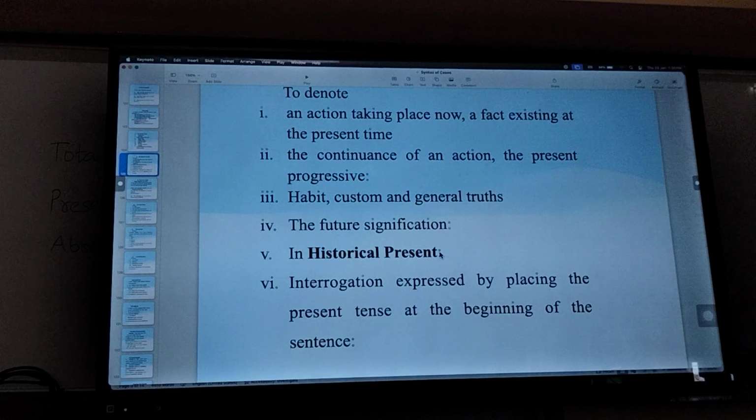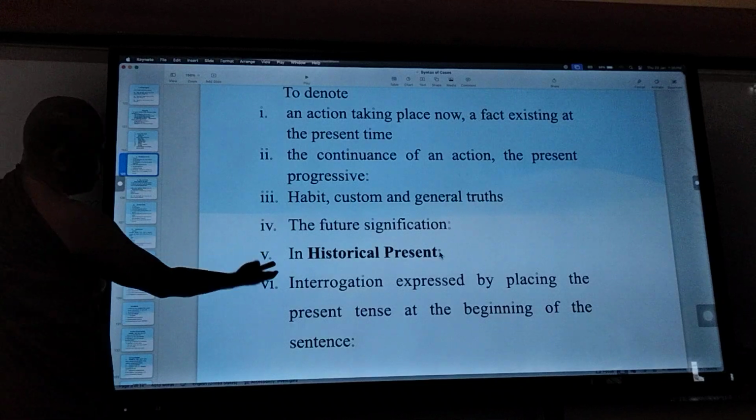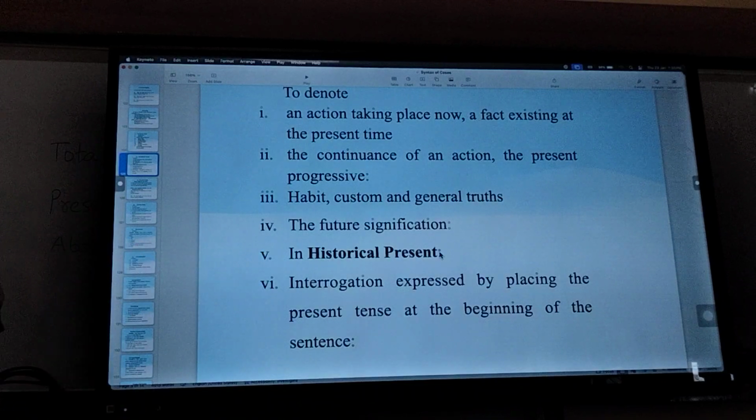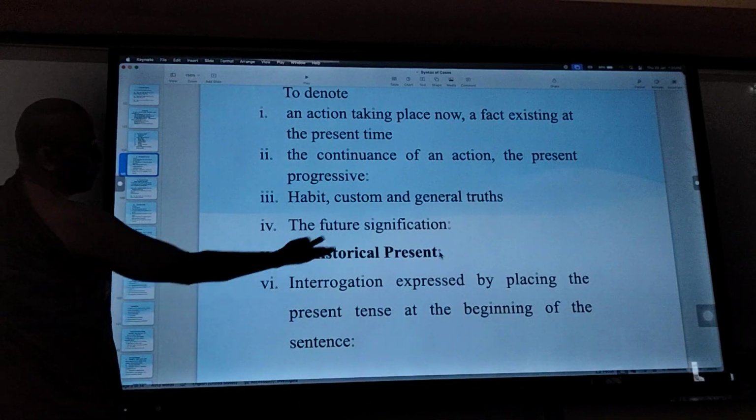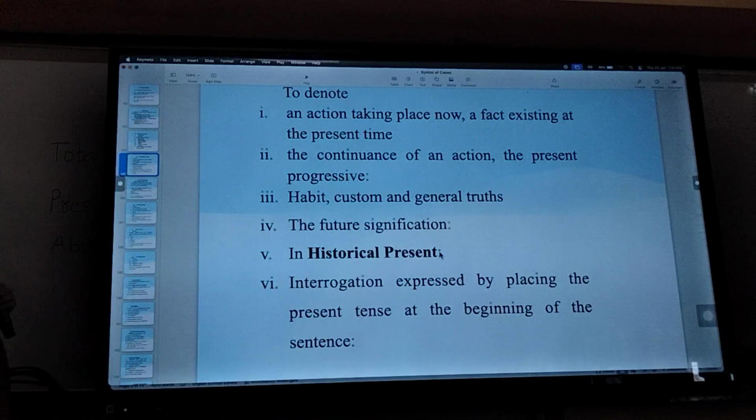Now, of the usages of the present tense, two important things we need to remember are number 5, the historical present, and number 6, just a word order change for a question. That one may be new to us. That is the usage of the present tense.